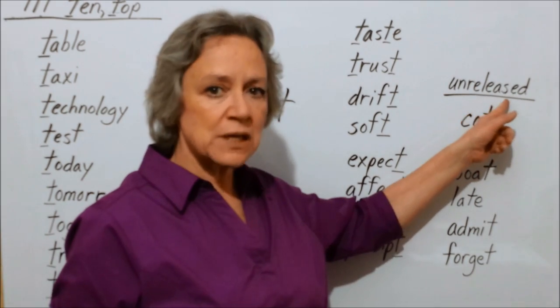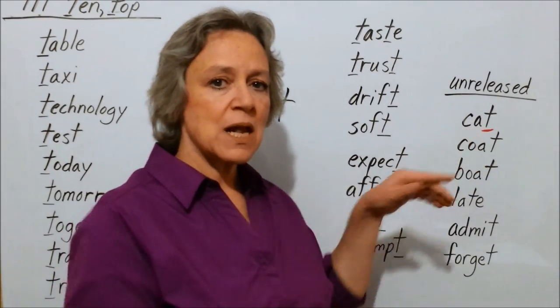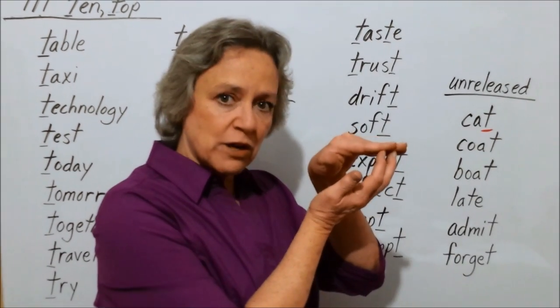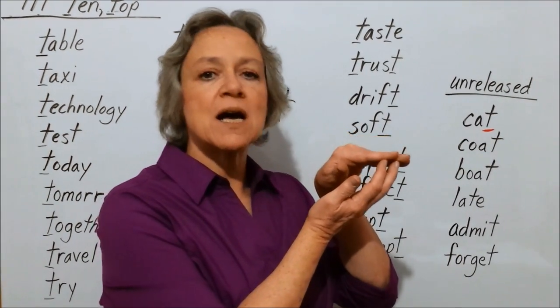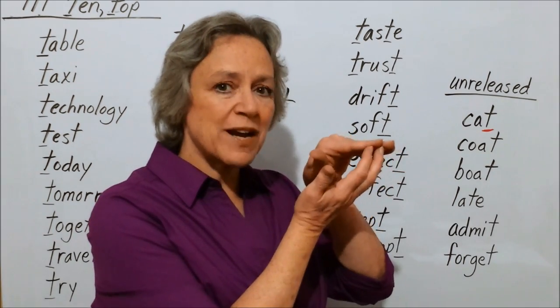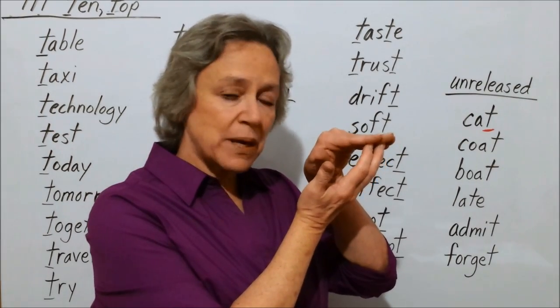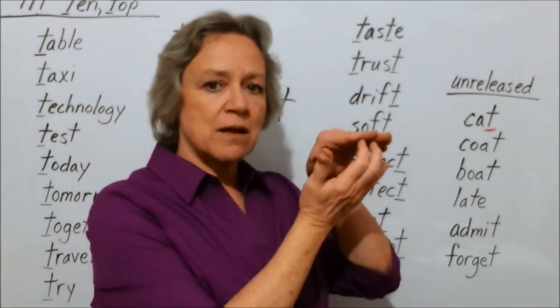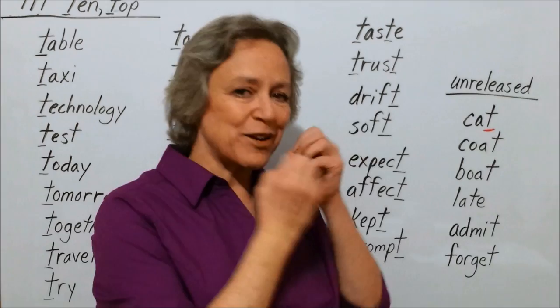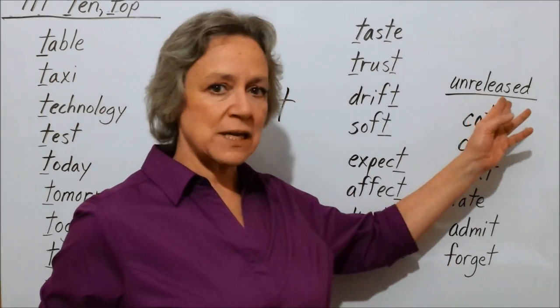So when I say unreleased, for cat, for example, I put my tongue in the correct position to make that T, cat. This is where my tongue goes on the ridge behind my teeth. It goes up there to make the T, but I don't release that. So I don't spit out the air, I don't complete the sound. That's what I mean by unreleased.